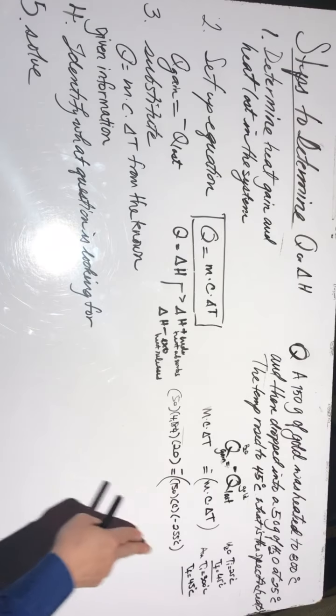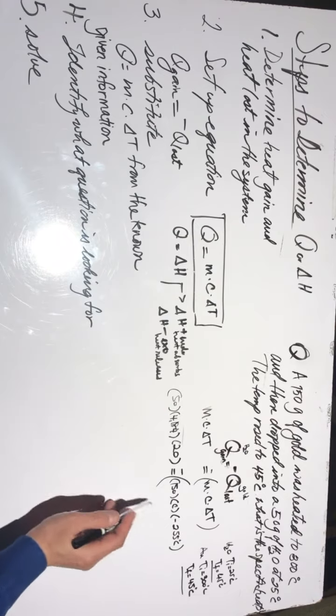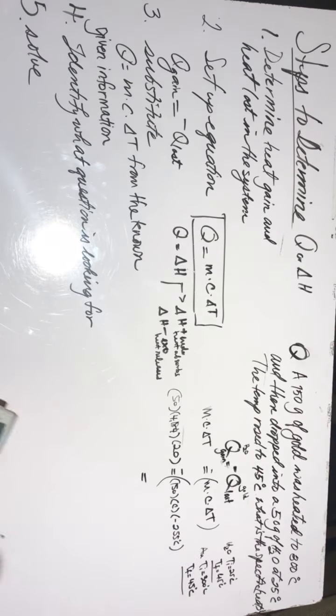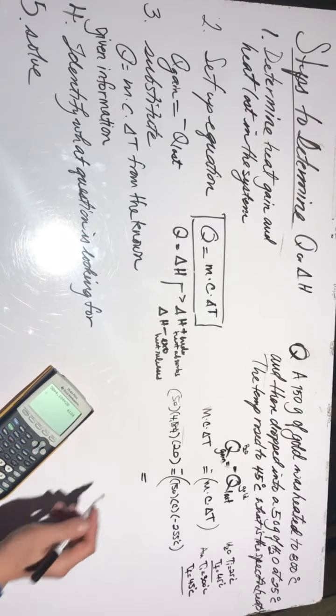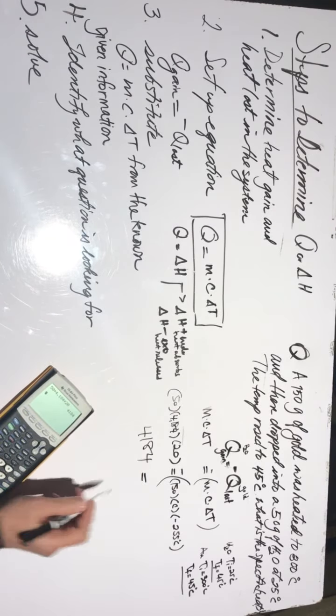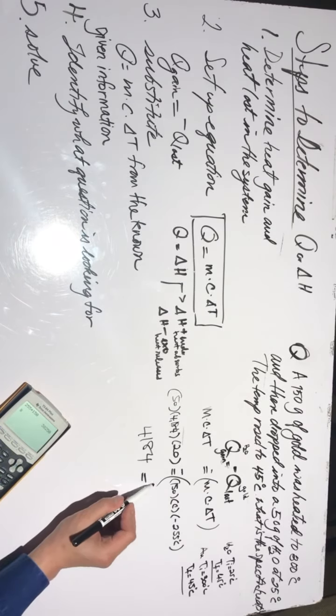A negative multiplied by a negative becomes positive. So now I'm just going to solve this one first, and then this one, depending on what you're looking for. That would be 50 times 4.184 times 20. That actually gives me 4184. And then 255 times 150, and that actually gives me C.